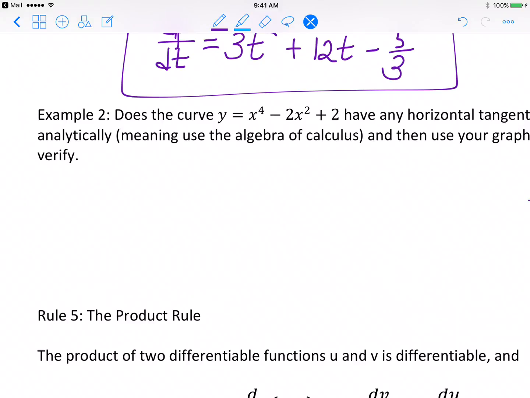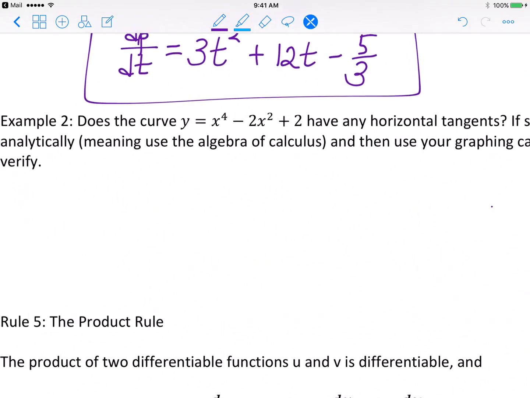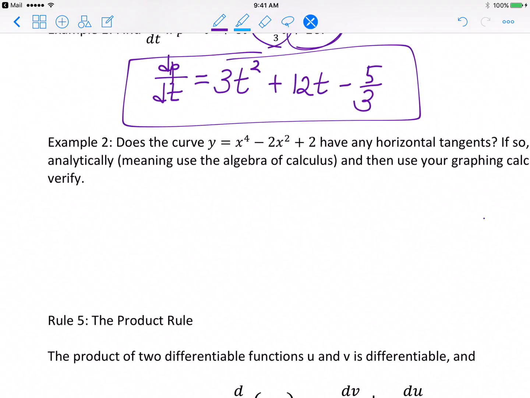Let's go straight to example 2. Does the curve y equals x to the fourth power minus 2x squared plus 2 have any horizontal tangents? Okay, so let's take a look at that. So how can we find where the horizontal tangents are? Okay, once again, this is a derivative question. You find the derivative first. Derivative of y with respect to x.